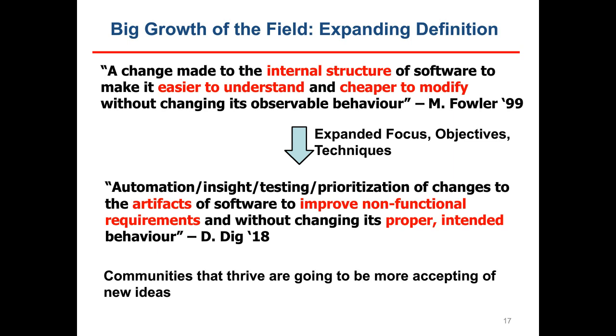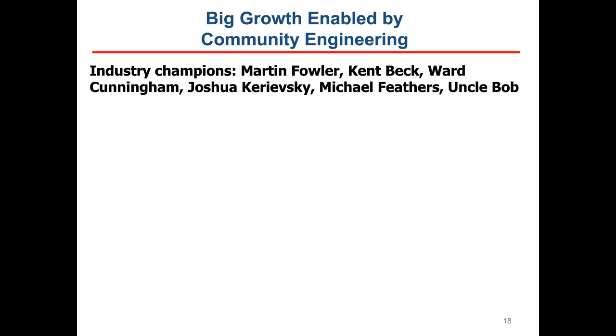So I just want to add one more slide before we move to a different part of my topic. Significant expansion came because of understanding the social part of community engineering, which contributed to the growth and impact of the field. So it was key to attract strong industry champions such as Martin Fowler, Kent Beck, Ward Cunningham, Joshua Kerievsky, and other people who are very active in the Agile community.